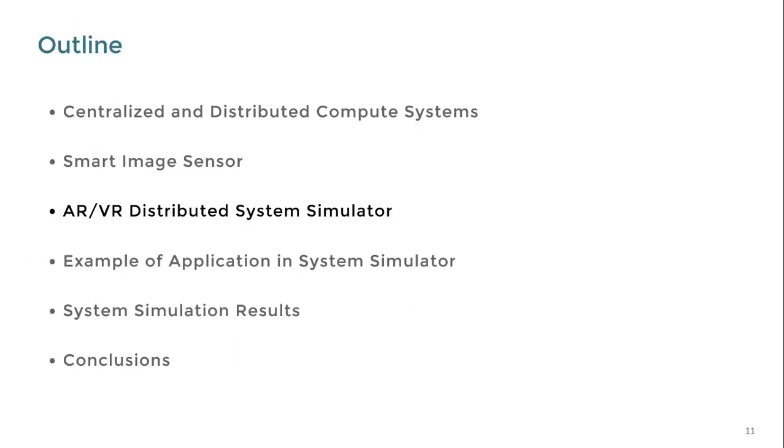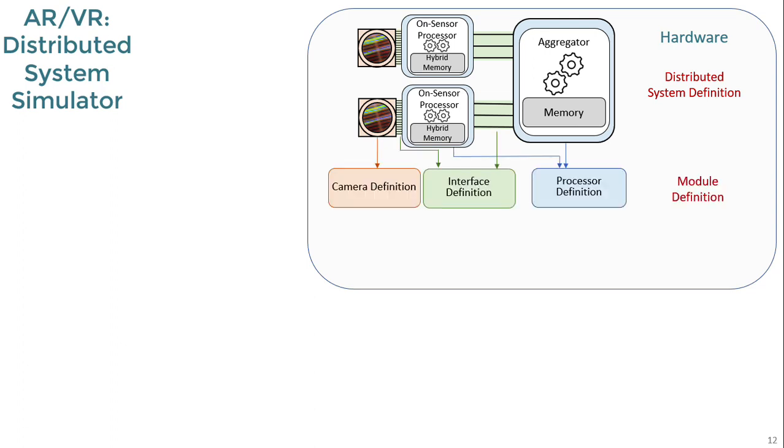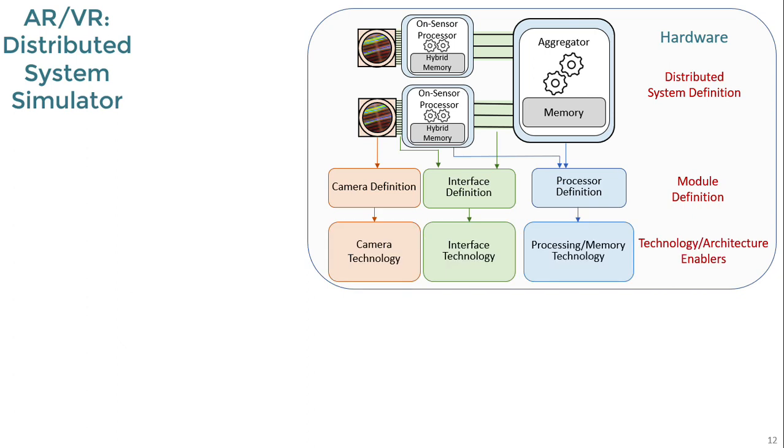So now that we have all these key concepts of the distributed compute system, we can go to our simulator that we're proposing in this work. First, we start defining the system that we will use: the number of cameras, on-sensor processors, and aggregators. Then we define each one of the modules, which type of camera, which type of interface, which type of on-sensor processor. And then we define the key technologies and enablers of these modules, like technology node, SRAM or MRAM, etc.